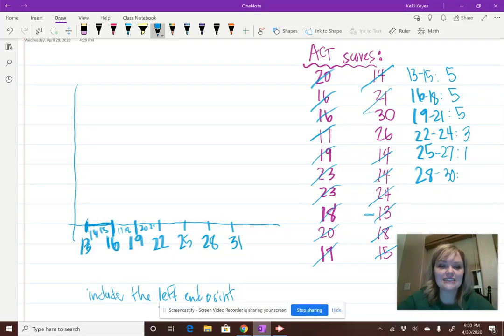Okay, frequency histogram tutorial number 2, because my battery died and I'm not starting over.